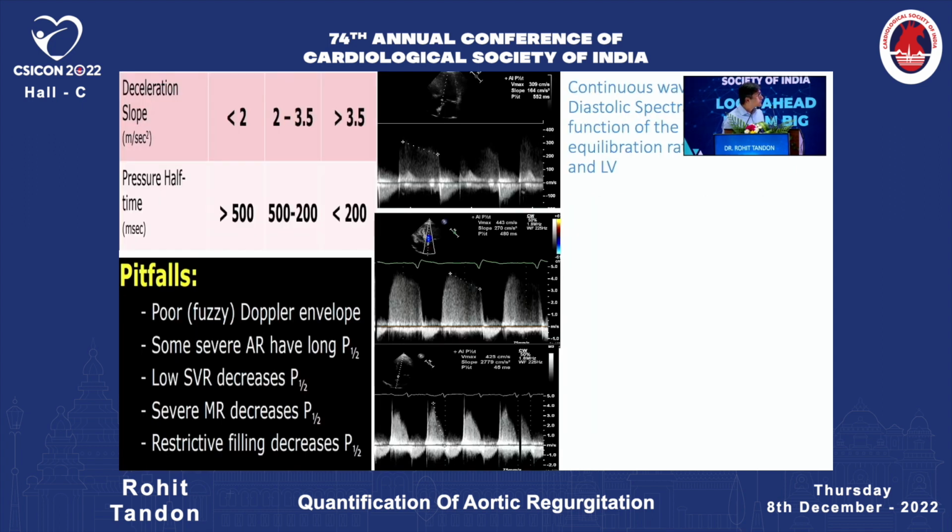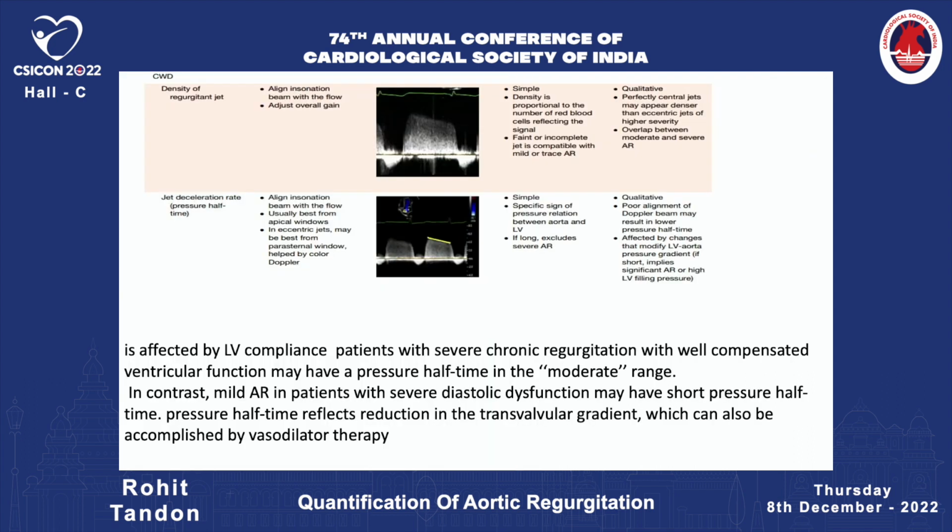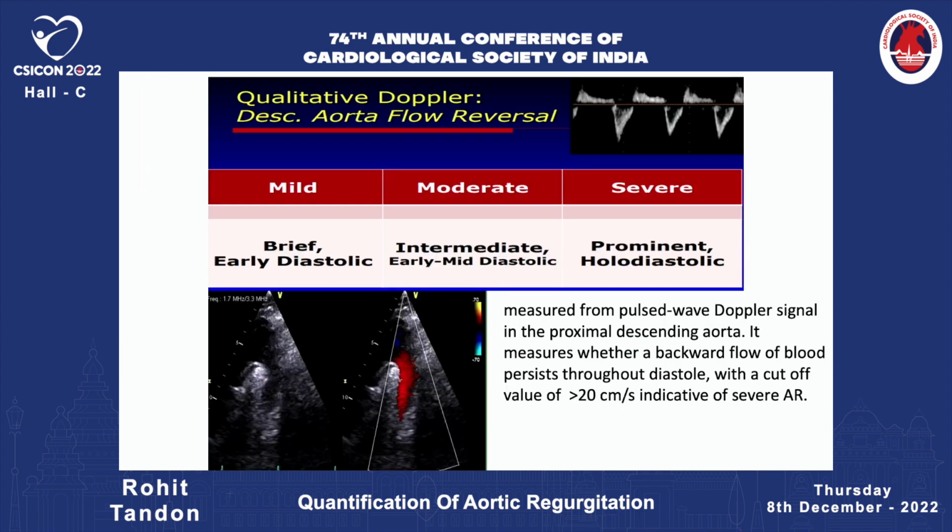Then the deceleration slope. Deceleration slope is a continuous wave Doppler slope which is a function of the pressure equilibration rate between the aorta and the left ventricle in diastole. So these are the mild, moderate and severe examples. As we go down, the deceleration slope is actually coming down. This is how we have to see. And the same with the pressure half time: pressure half time decreases as the AR becomes more severe.